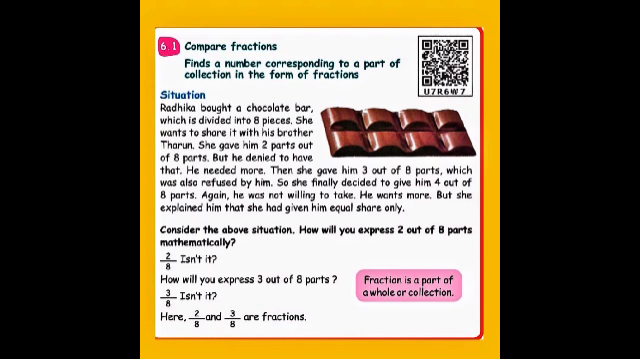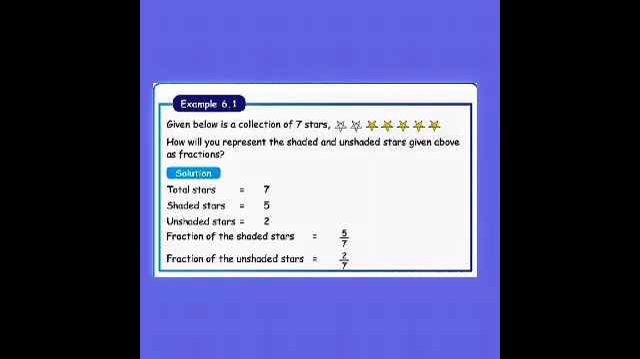Let's see an example. Given below is a collection of 7 stars. How will you represent the shaded and unshaded stars as fractions? Here, how many stars are there? 7. In that, how many are shaded? 5. How many are unshaded? 2. So the fraction of shaded stars is 5 by 7. The fraction of unshaded stars is 2 by 7. This is the way you have to represent it. Here 5 is the numerator, 7 is the denominator. In the same way, 2 is the numerator, 7 is the denominator.